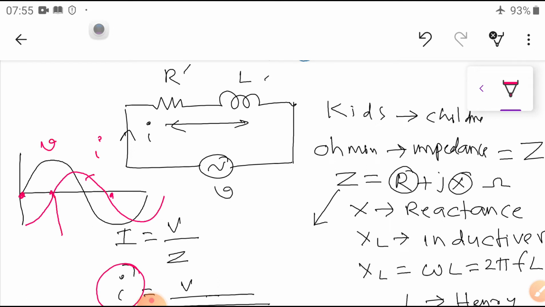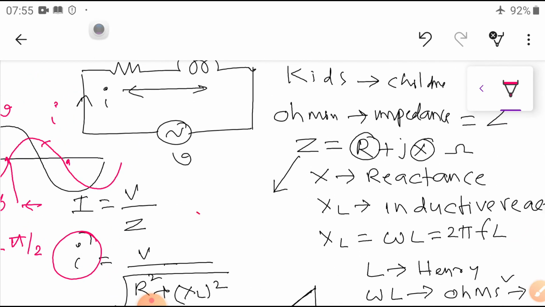What is the phase angle? This is the phase angle between these two vectors. Okay, so if resistance and inductance are connected together, the maximum phase angle is pi by 2, but it is less than pi by 2. That means if you draw the vectors, here the voltage is this much and current is this much. The phase angle phi is equal to this one. Okay, so this is the basics.